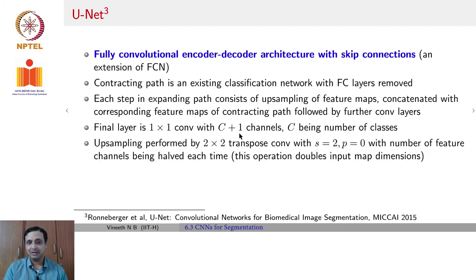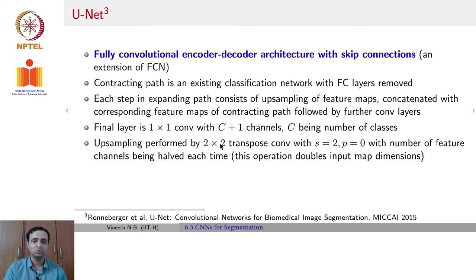The upsampling in UNet is performed using transpose convolution, 2x2 transpose convolution with stride 2 and padding 0. And the number of feature channels are halved in each upsampling step, which means the total input dimensions will double now.